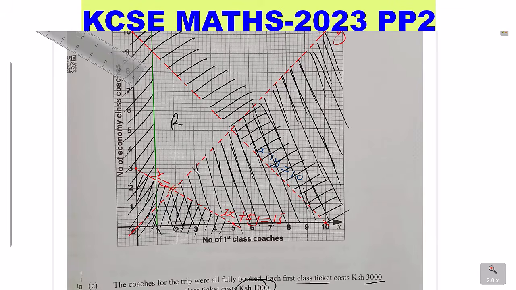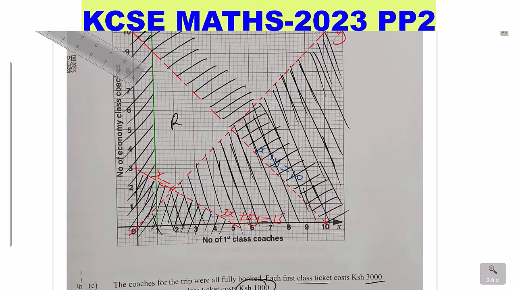We cannot assume that the corner points are going to give us the correct number of economy class coaches and number of first class coaches, because they are all lying on the broken lines, and all the points that lie on the broken lines will not satisfy the inequality. So we need to get other points inside, and since the number of coaches for both first class and economy can't be fractions or decimals, they must be whole numbers. So let us inspect everything.